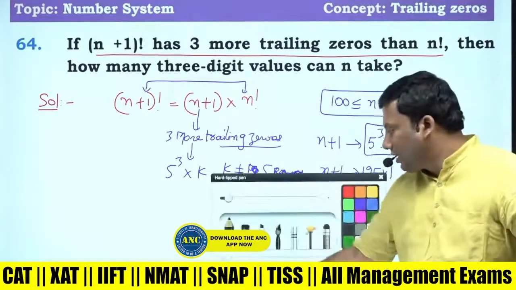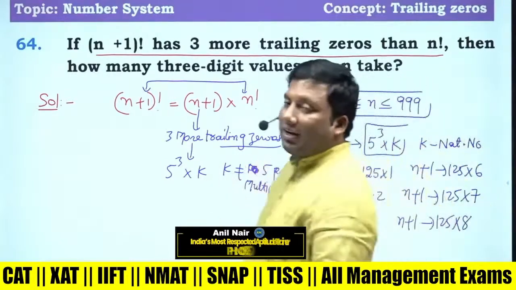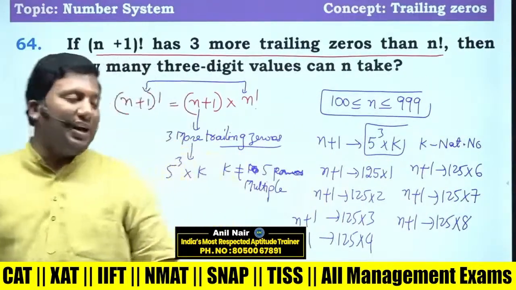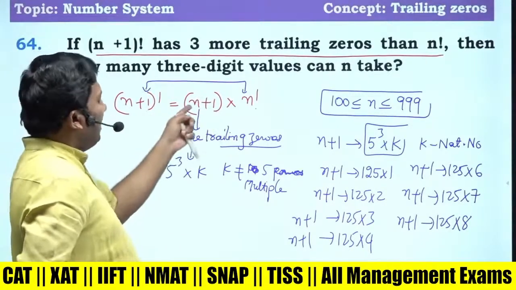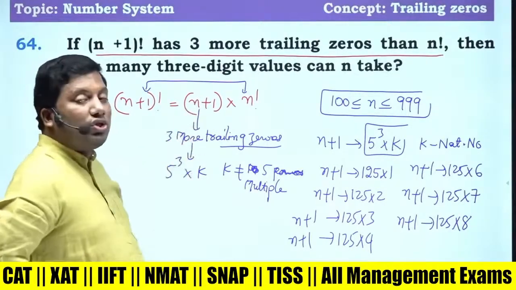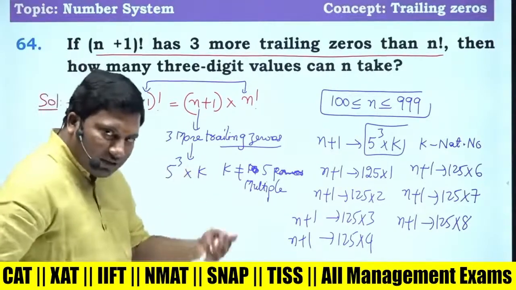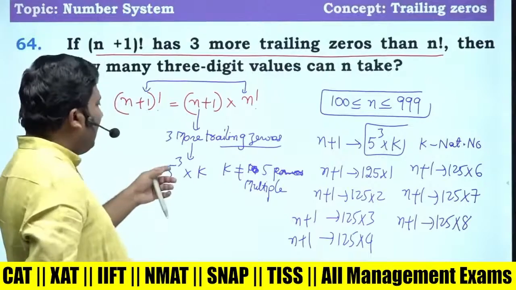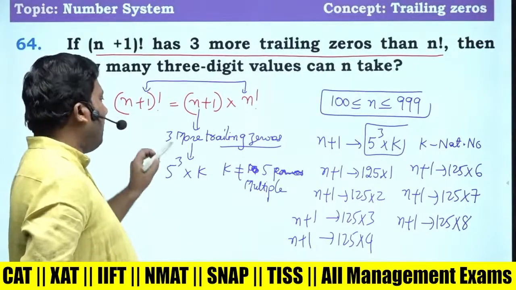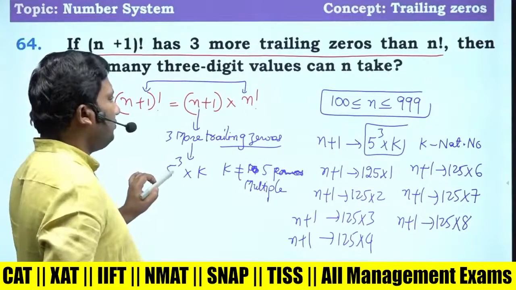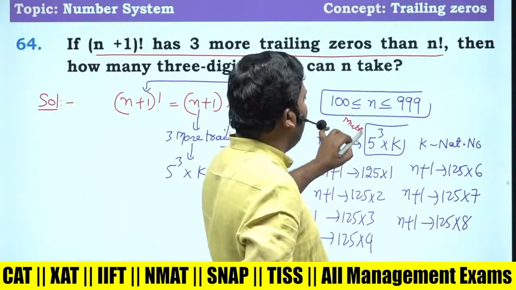Listen carefully, sir. Beautiful question it is. N plus 1 factorial has got 3 more trailing zeros, so it is n plus 1 into n factorial. This n plus 1 is giving you 3 more trailing zeros. 3 more trailing zeros means 10 power 3. To get 10 power 3, it should have 5 power 3. That means n plus 1 should be a multiple of 5 cube into k.